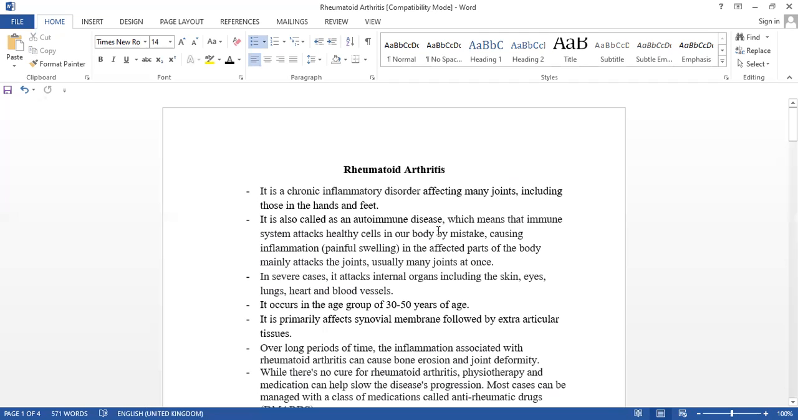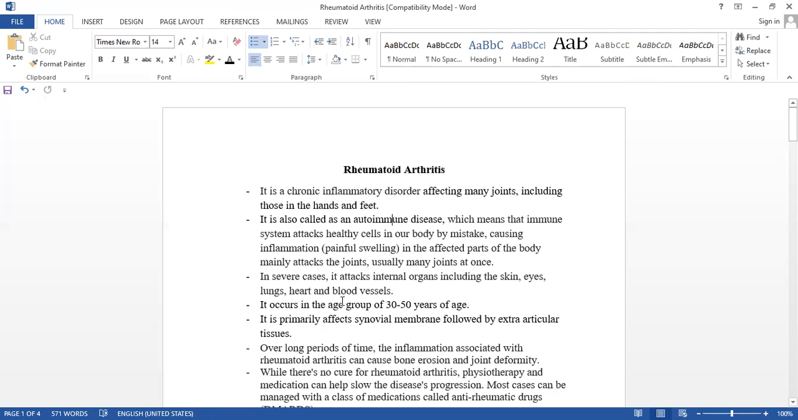Okay. Autoimmune disease, understand this one. Autoimmune means what? Our immune system only attacks the healthy cells by mistake, and that causes the inflammation. Inflammation, painful swelling, too much painful swelling. So this is the autoimmune disease. You can also write here, it is a chronic autoimmune inflammatory disorder, inflammatory disorder in one sentence. So understood this one, inflammatory disease and autoimmune disease.